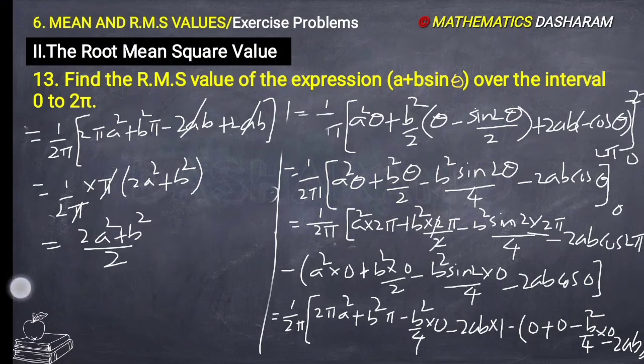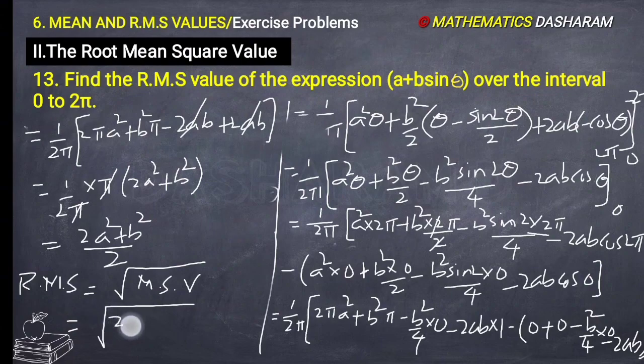So now our required answer is RMS. So it is square root of MSV. So that is square root of (2a square plus b square) by 2. This is our required answer.